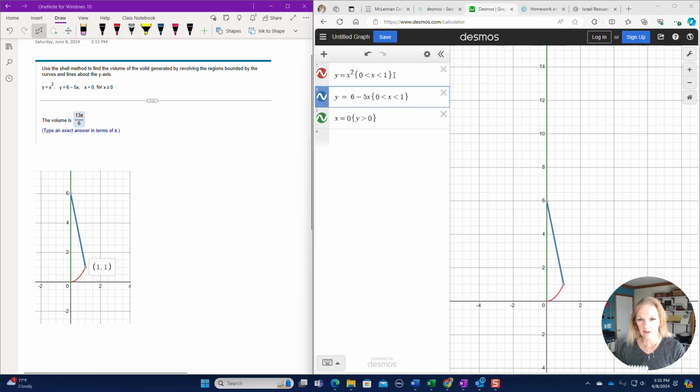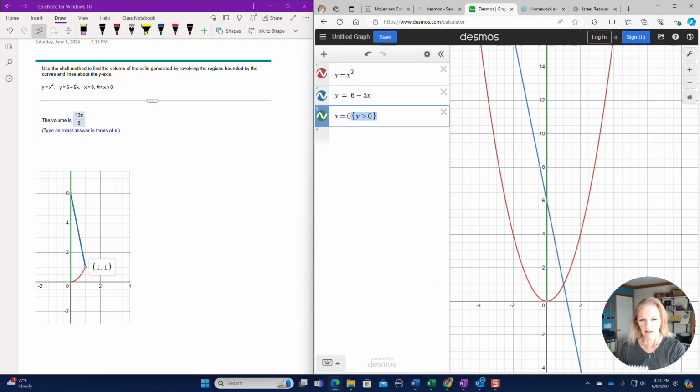So I went ahead and graphed them, and I'm going to take this off right here just so you can see. Probably from a basic algebra class, you would remember y equals x squared is just our parabola. y equals 6 minus 5x is our line. Of course, the line x equals 0 is just going to be the y-axis. And we do want it for x greater than 0.